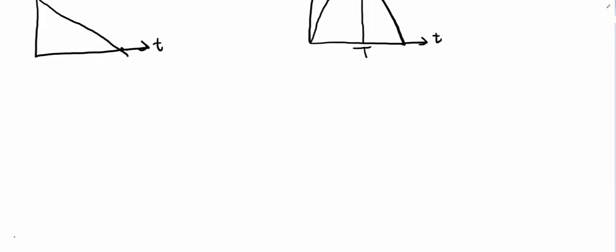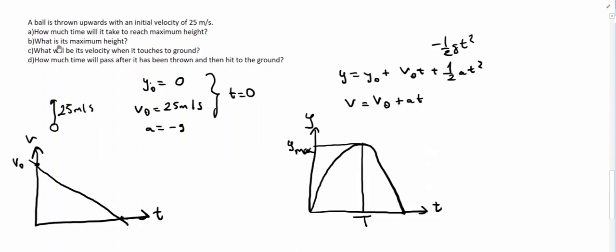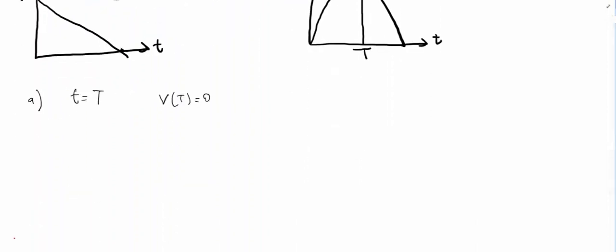So for A, t is equal to capital T, and vt is equal to 0. Okay? And for A, how much time will it take to reach maximum height? Okay. So v equals v0 plus at, okay? And for vt, it is v0 minus gt.